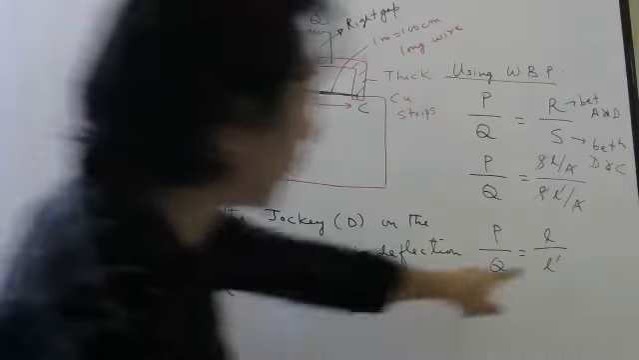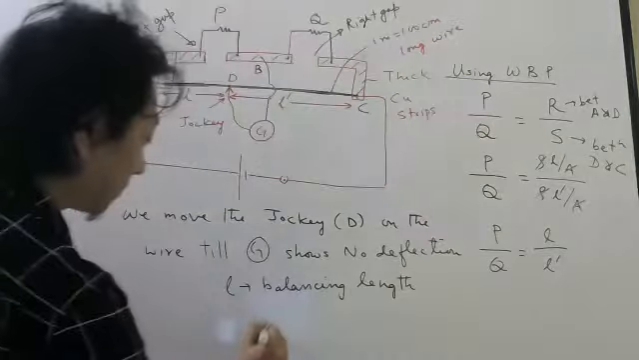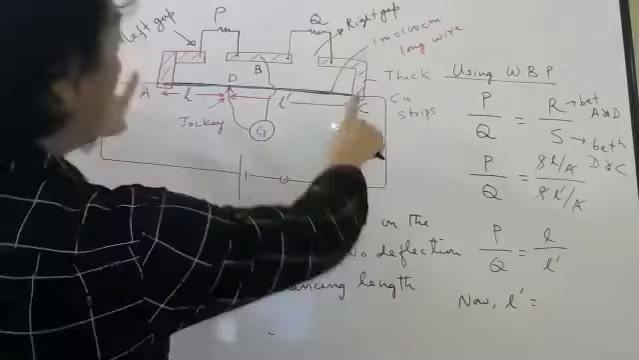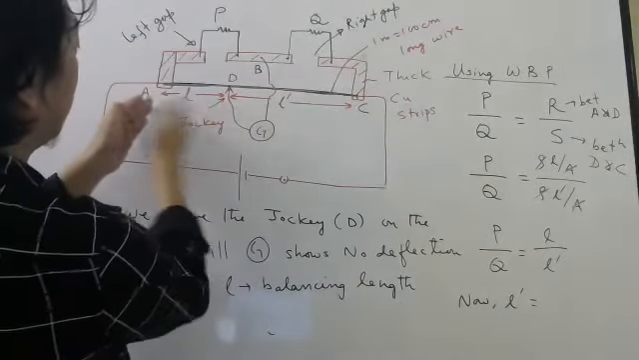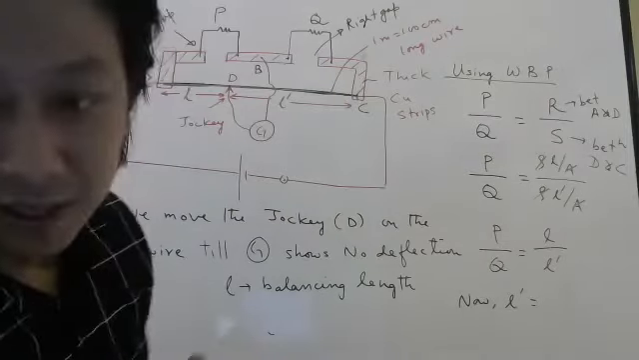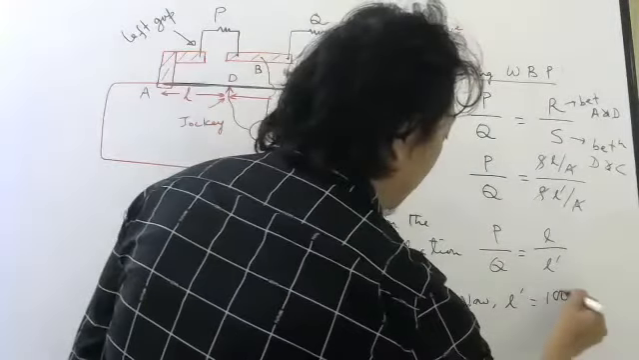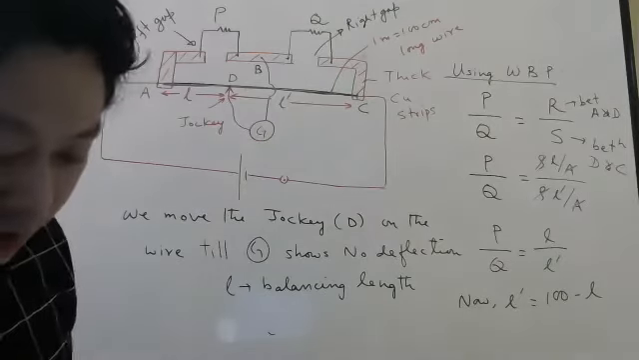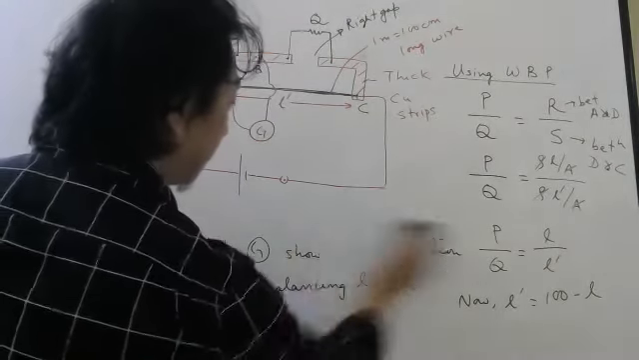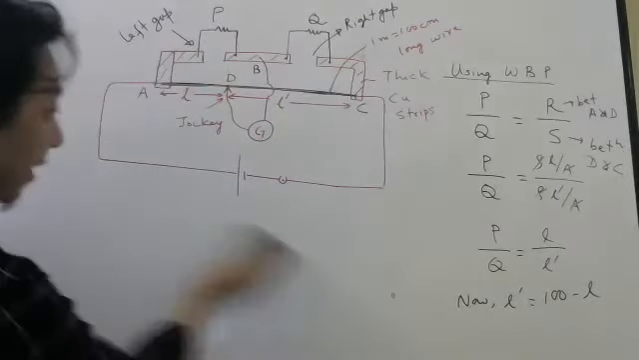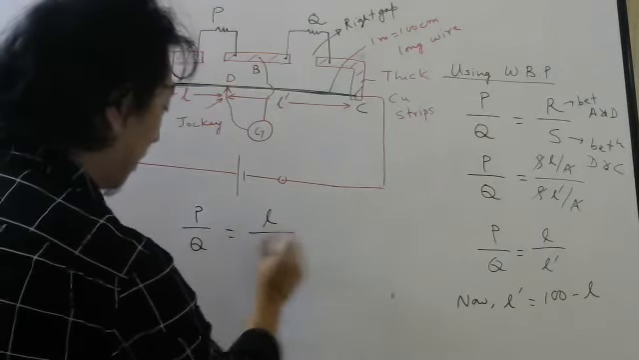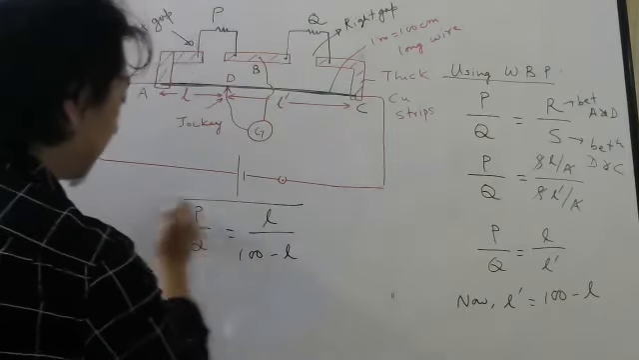So can you tell me what will be L dash in terms of L? This will be 100 centimeter. This may be 20 centimeter. Then what will be this? 80 centimeter. So L dash will be 100 minus L. Okay, 100 minus L, correct. So if you substitute this here, your result will be P by Q equal to L by 100 minus L.